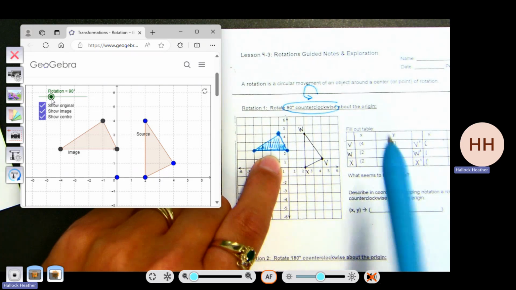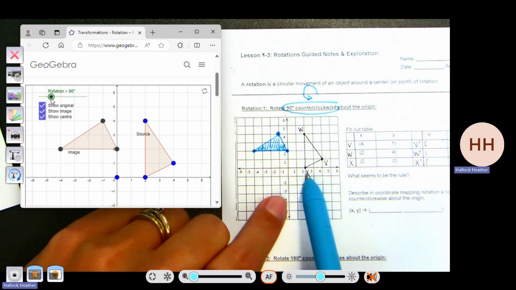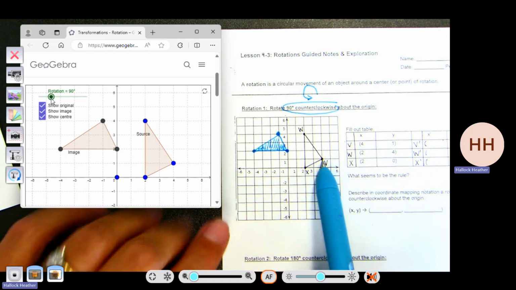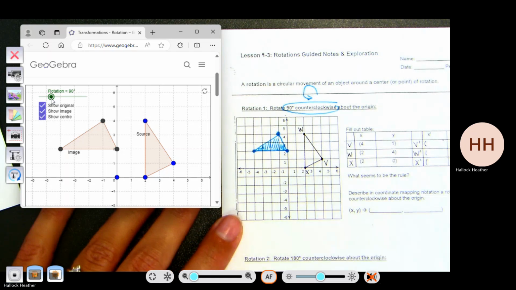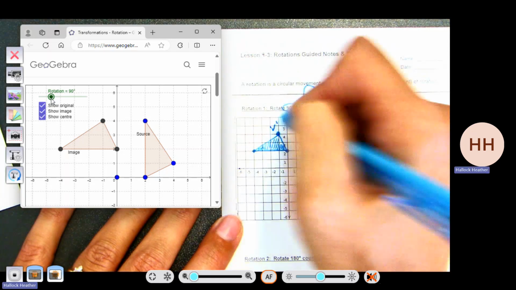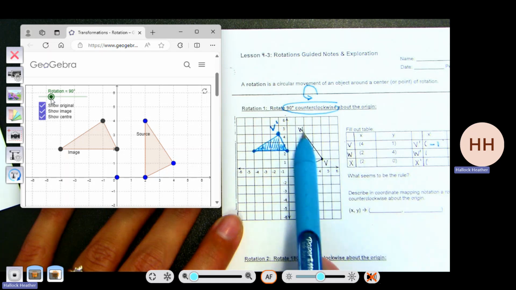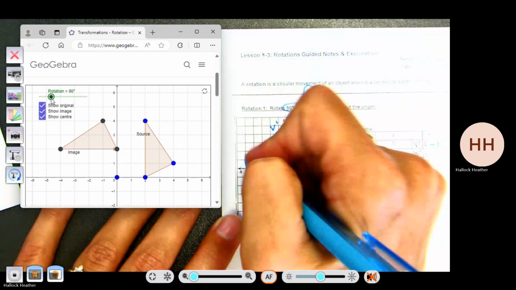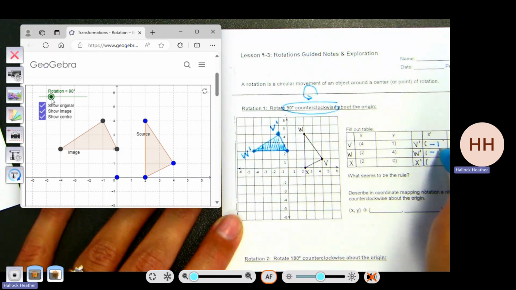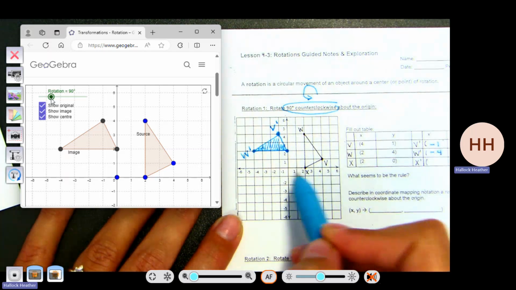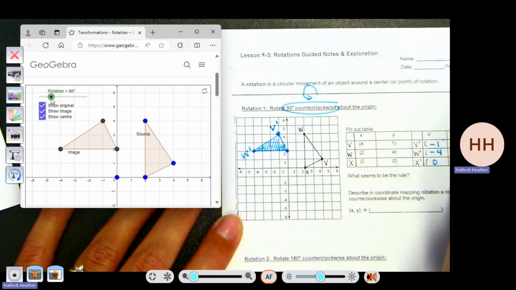The only bad thing about the website is it doesn't label it for you. So let's do the first one, V. V was at 4, 1. Where is V at now? -1, 4. So I'm going to put V prime right there. So -1, 4. The next one is W. W was at 2, 4. W is up here. Where's W now? Perfect. So W prime is -4, 2. And then the last one, which is X, was at 2, 0. Now it's at 0, 2.